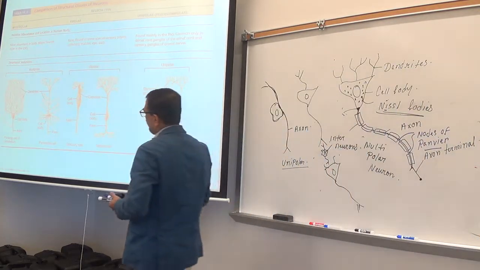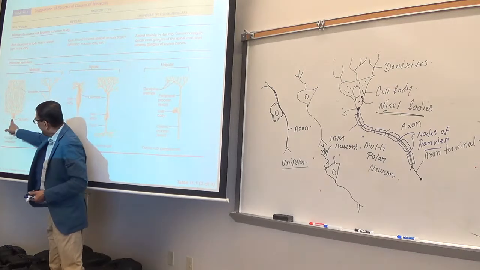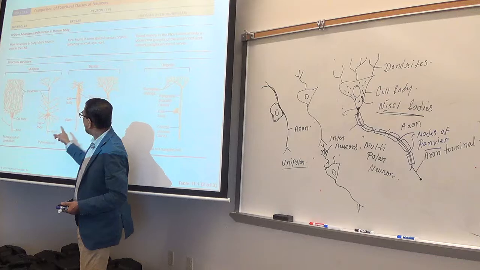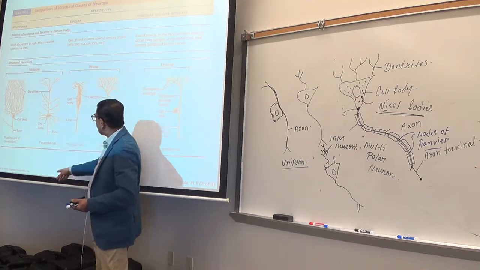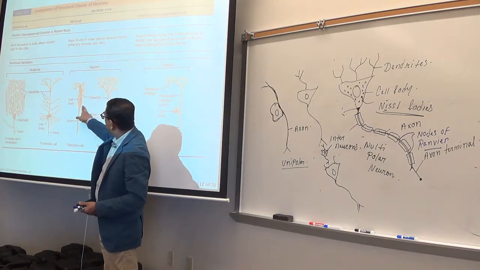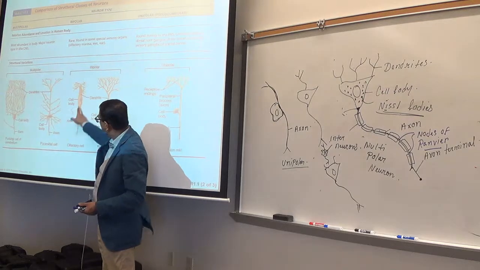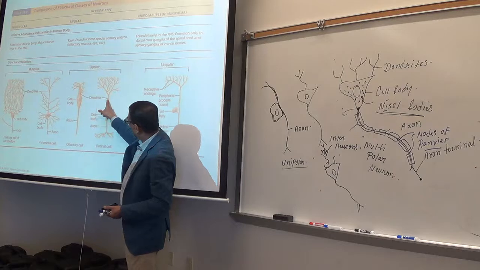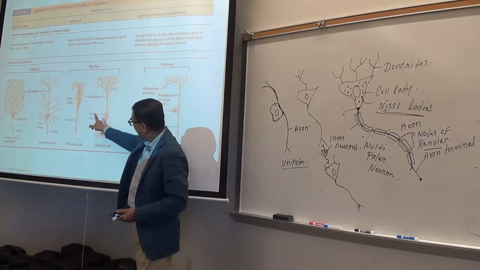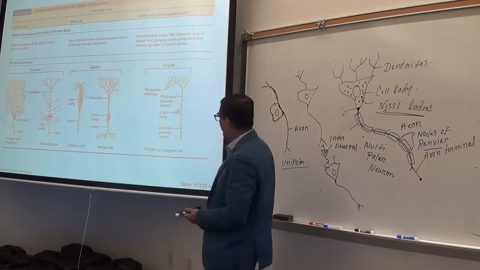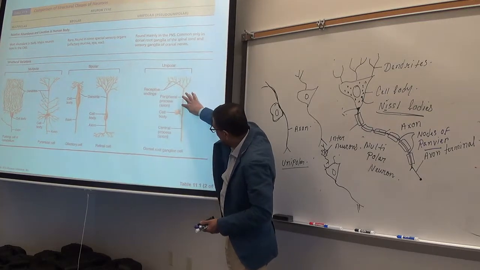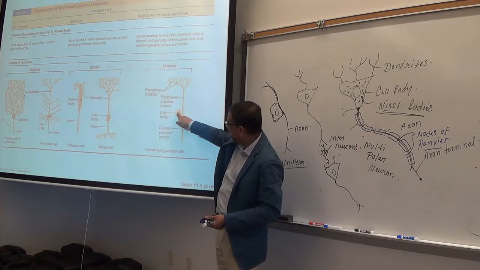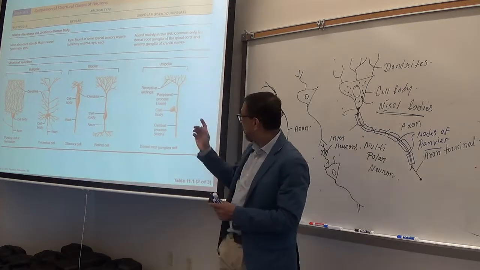Here you see these are multipolar because one axon and many dendrites. This is also multipolar. This is bipolar because one axon, one dendrite. One dendrite, one axon. So these are bipolars. And this is actually a single axon, and this is the cell body. So this is unipolar. Okay.